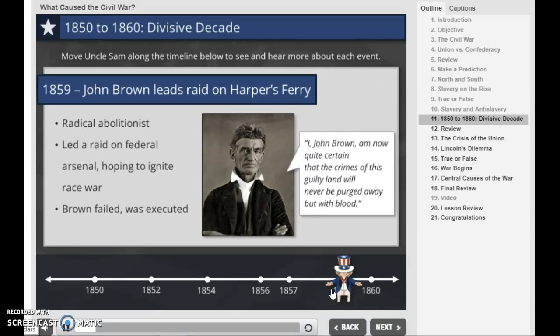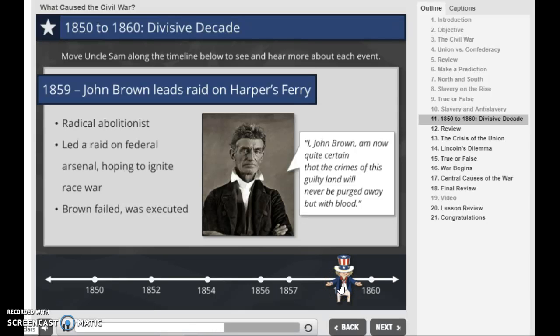1859. John Brown was a radical abolitionist determined to end slavery by any means necessary. He led a violent raid on the federal weapons arsenal at Harper's Ferry, Virginia, hoping to arm freed slaves and start a race war. Brown's plot failed, and he was executed.